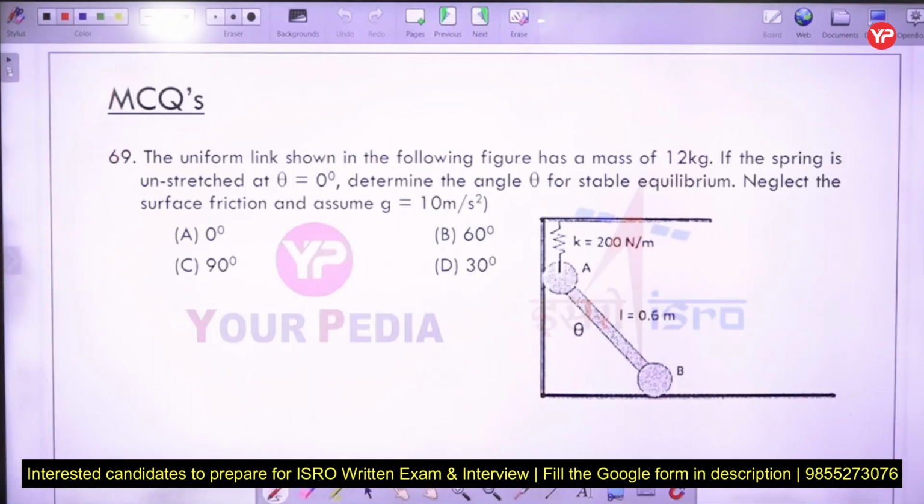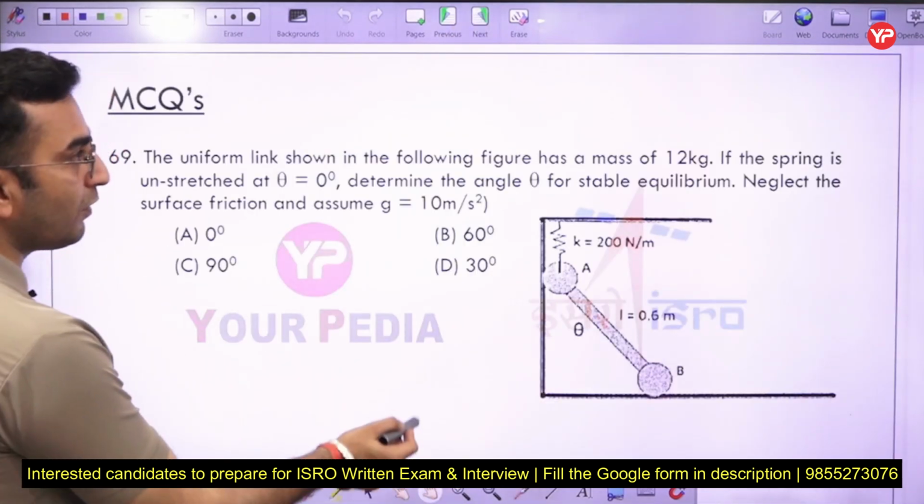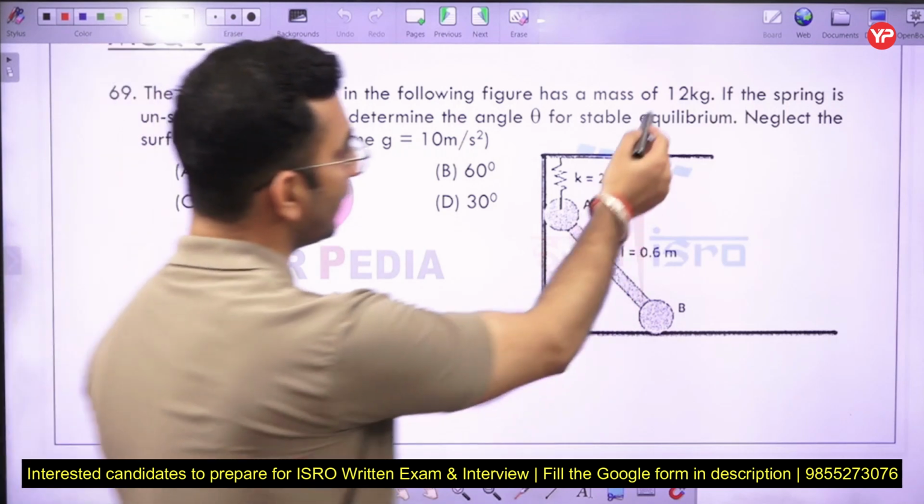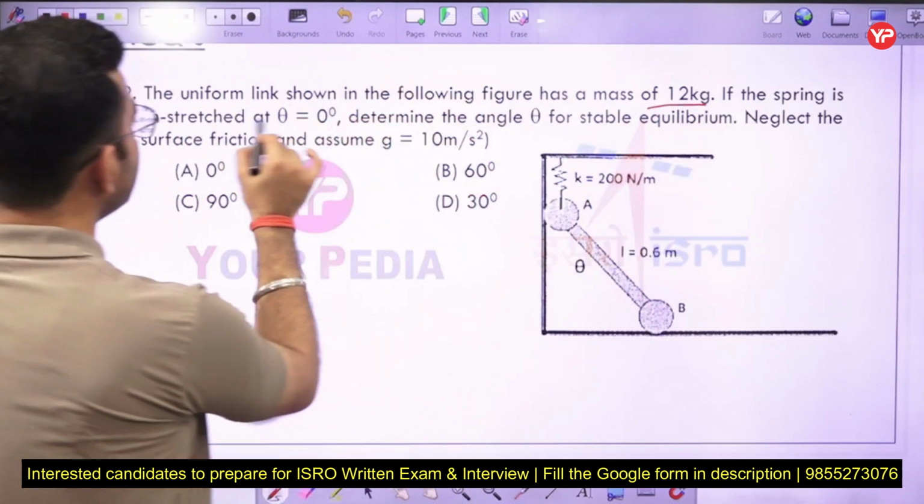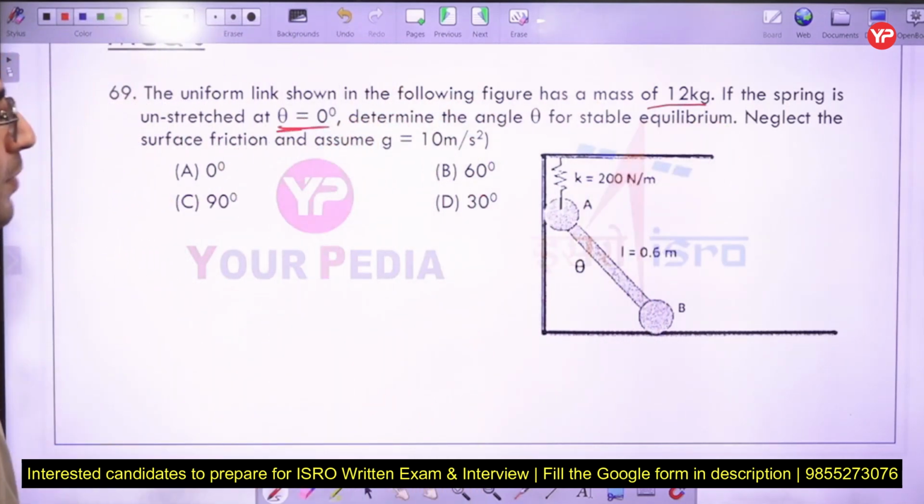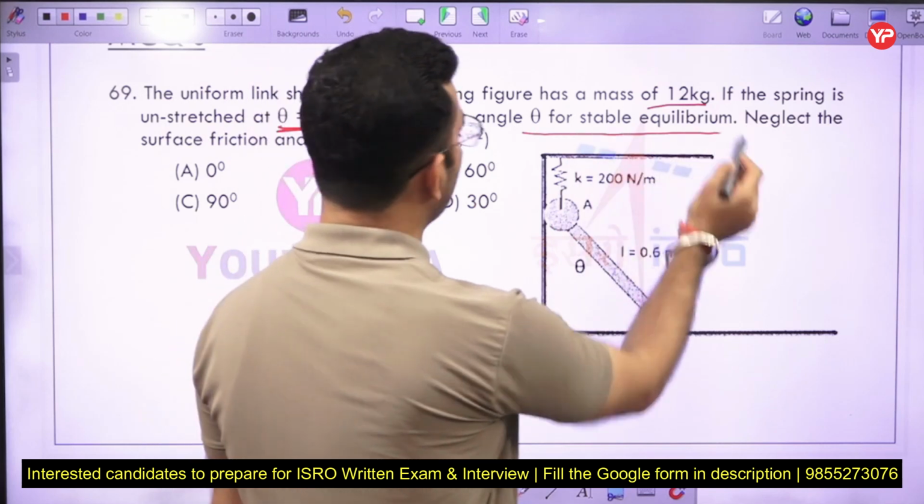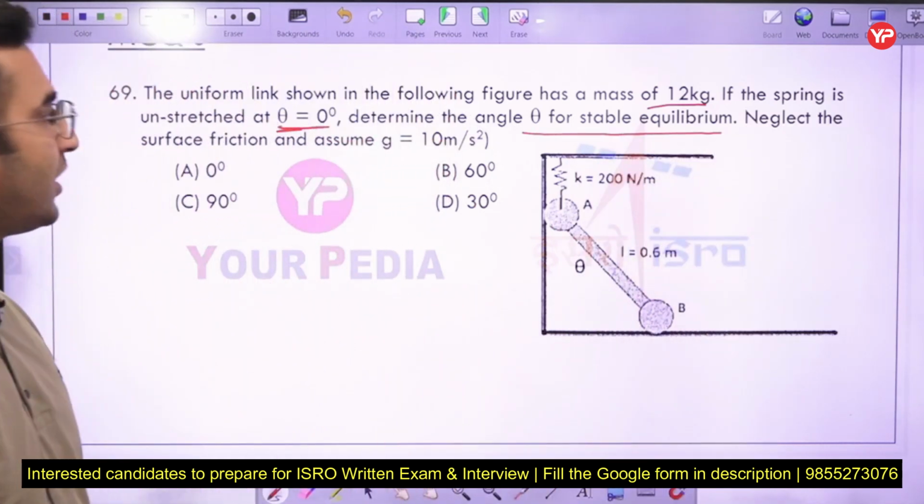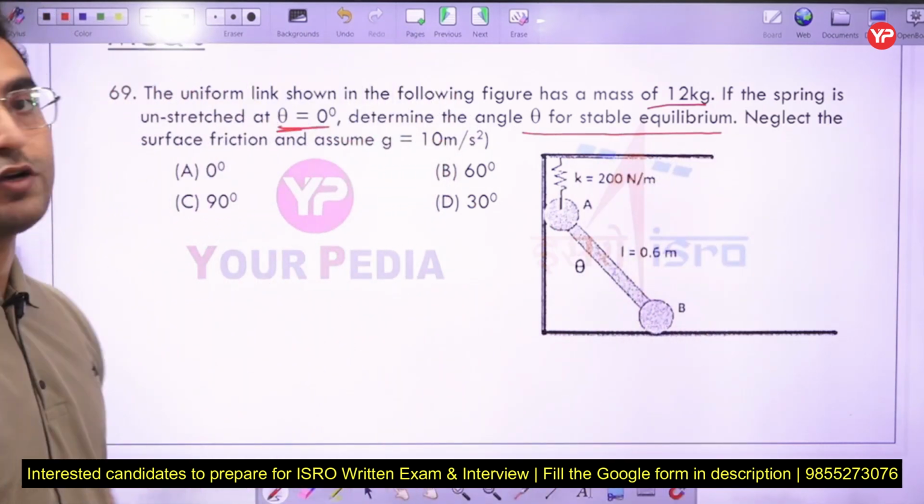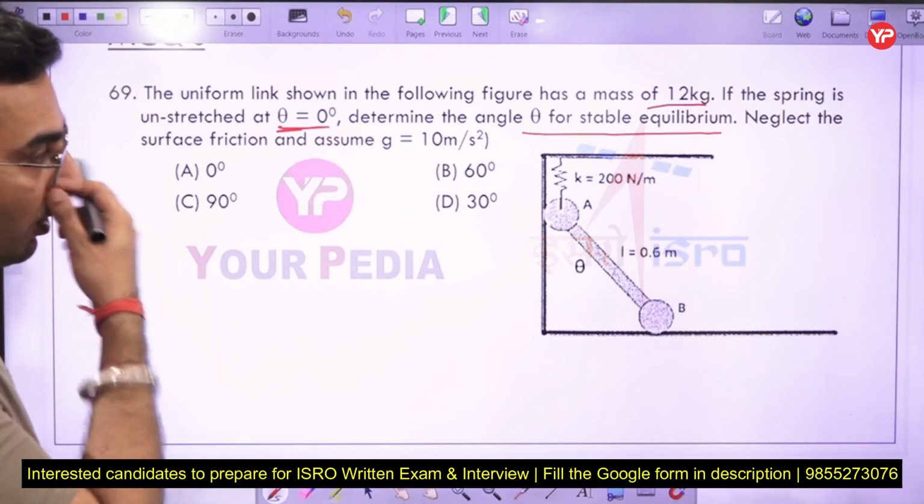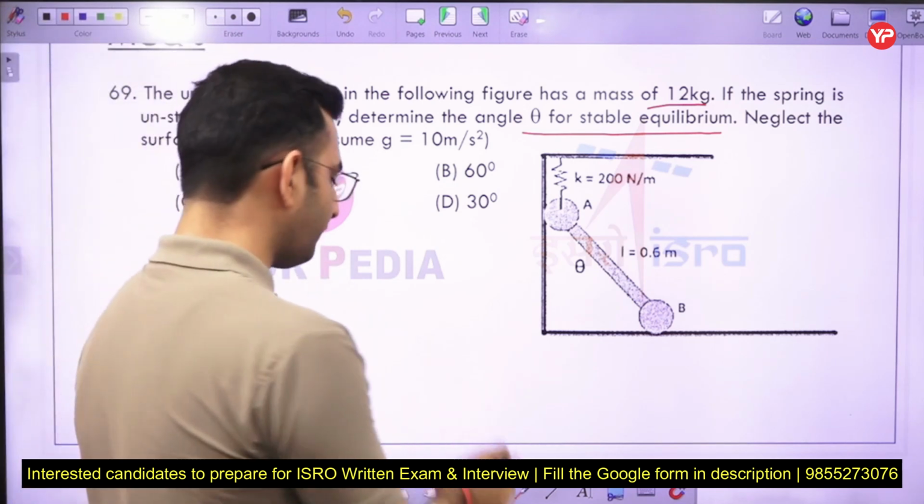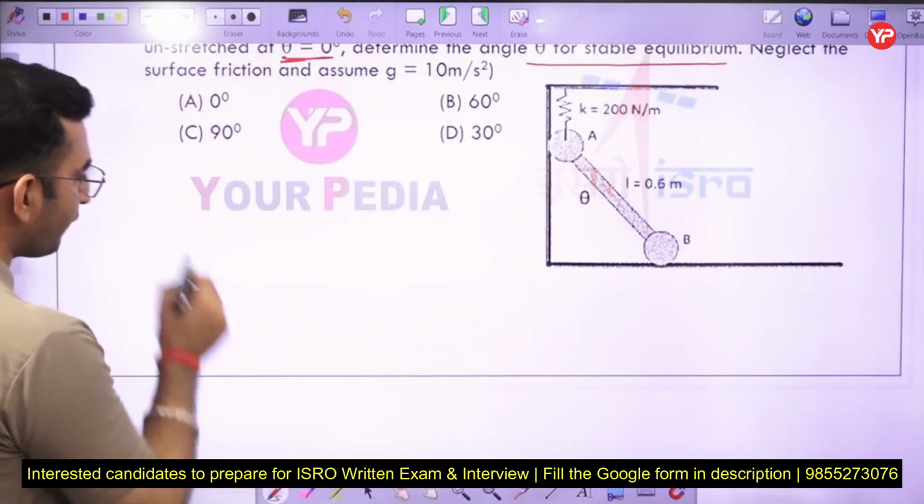Next question: the uniform link shown in the following figure has a mass of 12 kg. If the spring is unstretched at theta equal to 0, determine the angle theta for the stable equilibrium. Neglect the surface friction and assume gravity is equal to 10 meter per second squared. First, let me create a free body diagram.